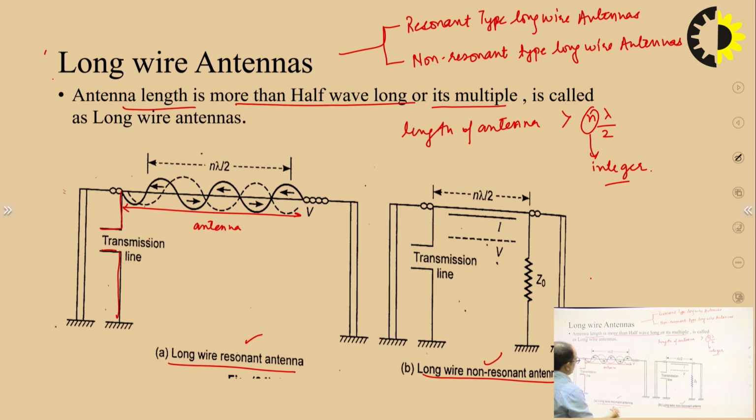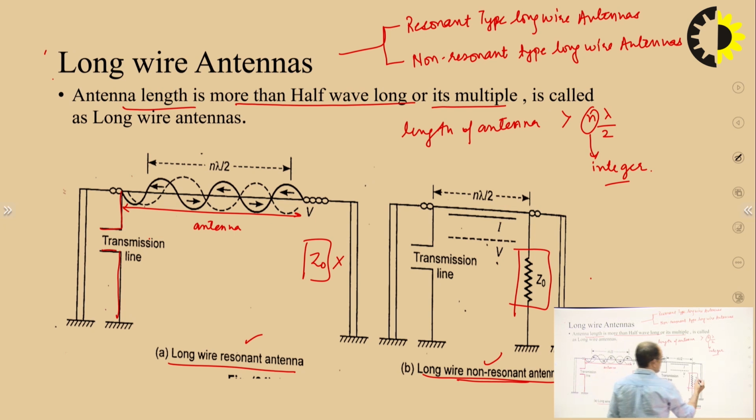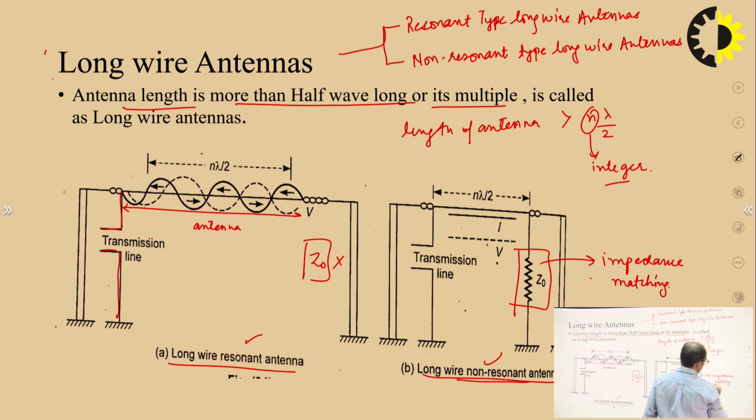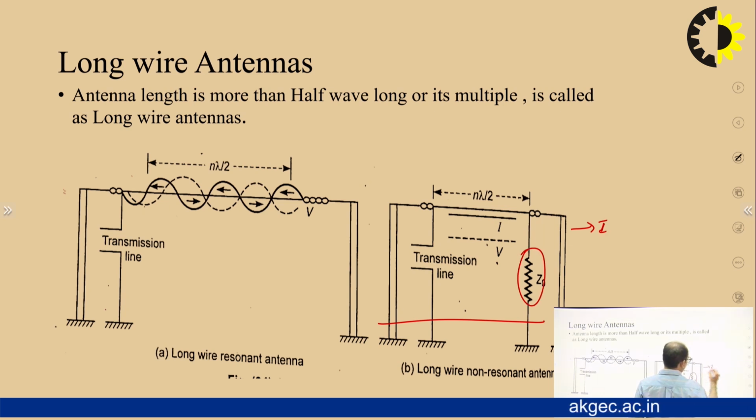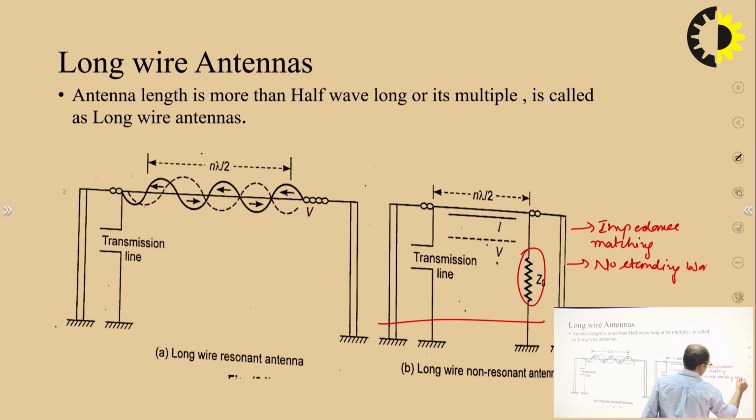Now you will see the difference between the resonant type of antenna and the non-resonant type of antenna. In the resonant antenna there is no terminal impedance, and in the non-resonant type of antenna there is a terminal impedance. This terminal impedance helps in impedance matching, and due to the impedance matching, no standing waves will exist.